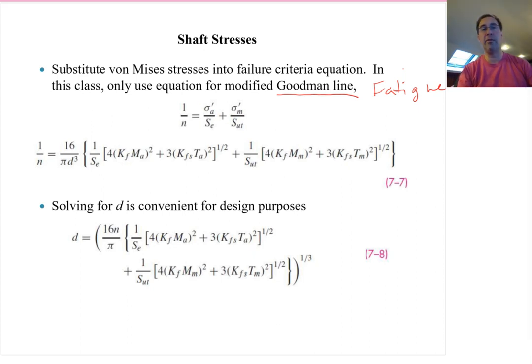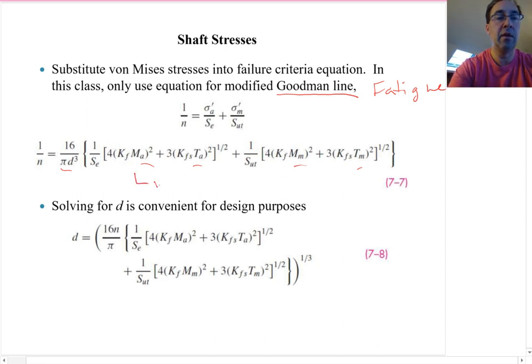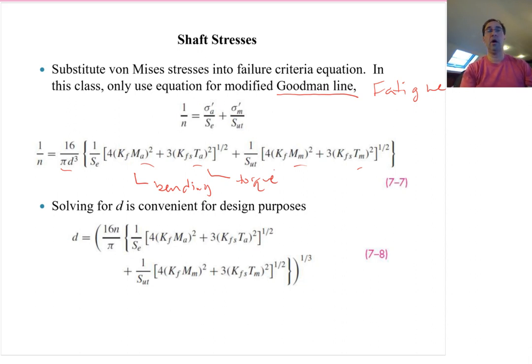And 1 over n is the factor of safety, or n is the design factor of safety. We come up with this 1 over n equals something based on our diameter and our loading. We have our loads here, our mid-range and alternating loads. So these moments, this would be bending. This would be torque. They're both moments, but one is a bending moment and one is a torque moment, obviously applied in 2 different directions on the shaft.